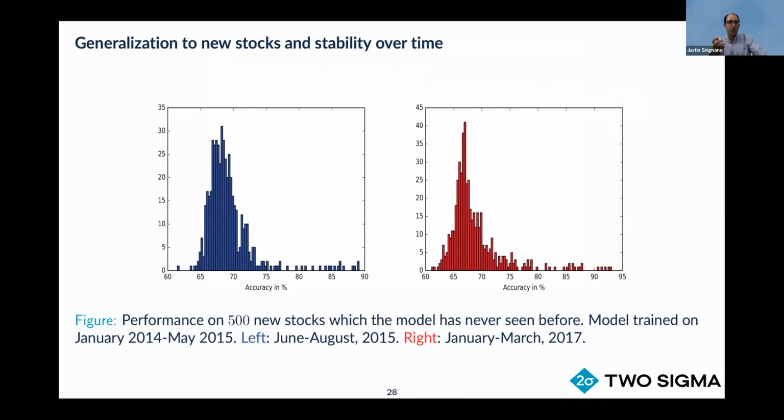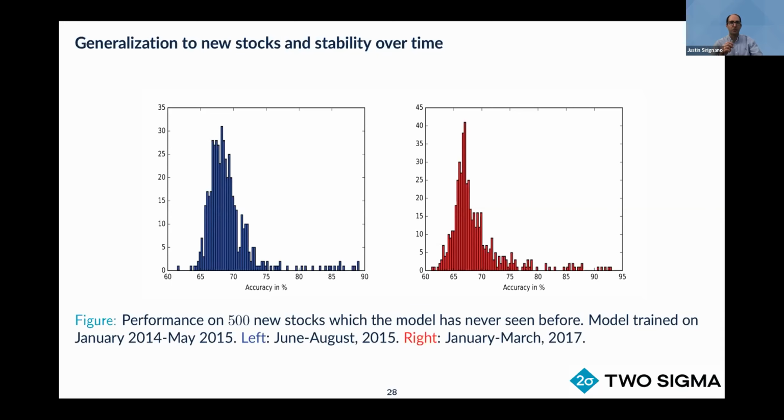This universal recurrent network model is also able to generalize to new stocks, at least in the experiments where we studied it. Using a pool of 1,000 stocks, we train a model on approximately the first 500 stocks and test on approximately the remaining 500 stocks. The test data set now consists of stocks the model has never been trained on. The training time period is January 2014 to May 2015. The test time period is June to August 2015.